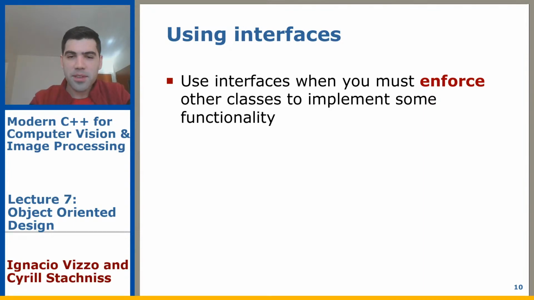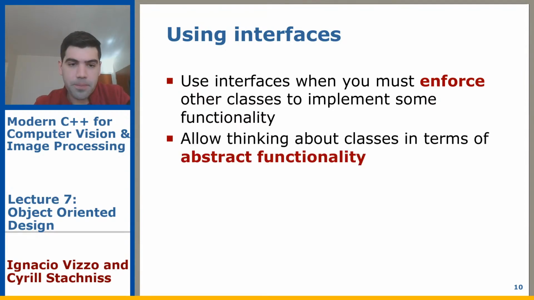And the idea behind interfaces, so remember, this is just a name. When we have a class with all its function members equal to 0, meaning deleted, we call this an interface. The idea is you must enforce our classes to implement some functionality, and we will see some examples with the patterns. So if you derive from an interface and then you don't provide implementations for the deleted functions, you will get a compilation error.